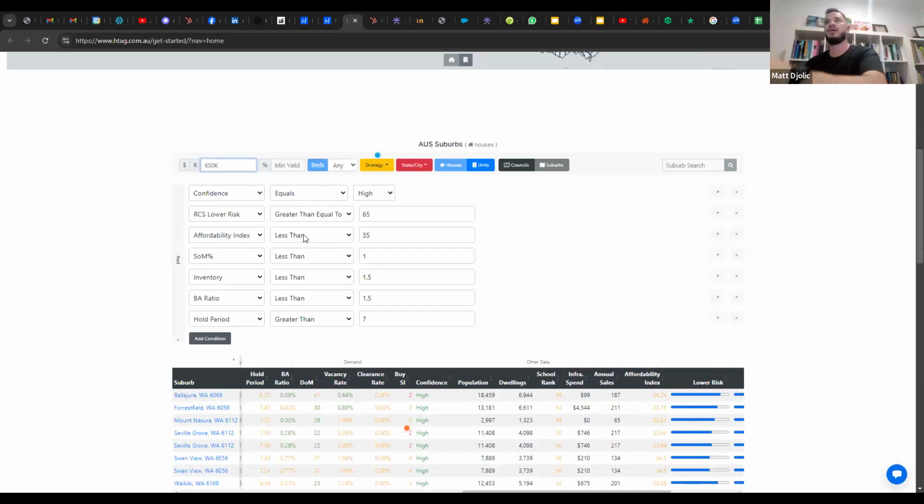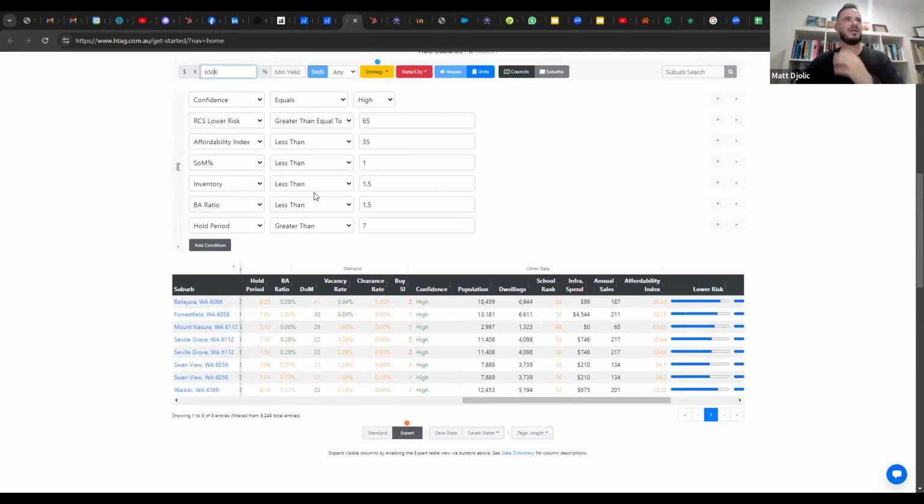Of course, there are areas that are 550 in value in Perth, but my question is, do they have risk addressed? Do they have data accuracy addressed? Do they have affordability addressed? And do they have a tight supply? So I'll start with 650. Let's start with 600. I don't know why it's not working.